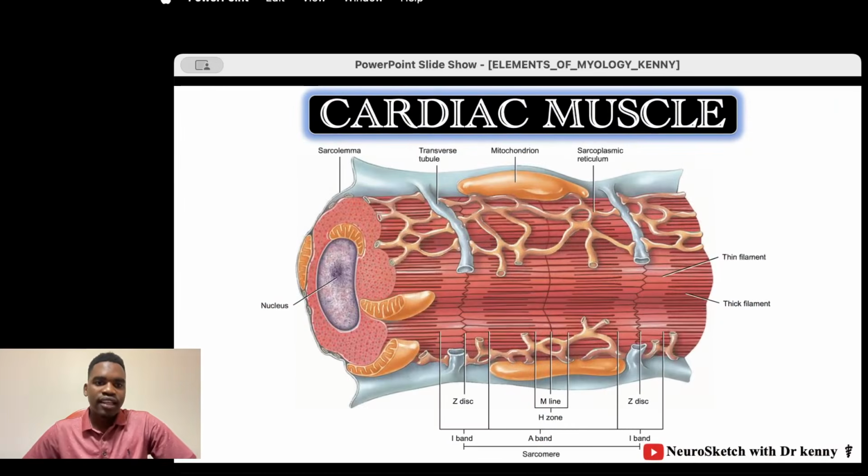So here is the cardiac muscle fiber. You see we have the centrally located nucleus, only one nucleus centrally located. But of course we have striations, we have actin and myosin.